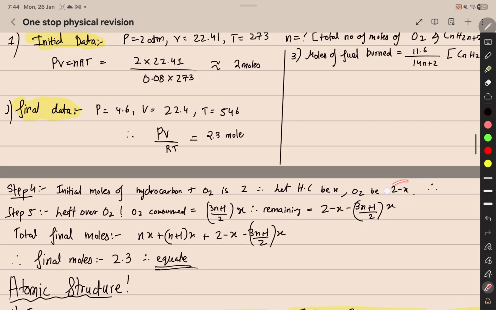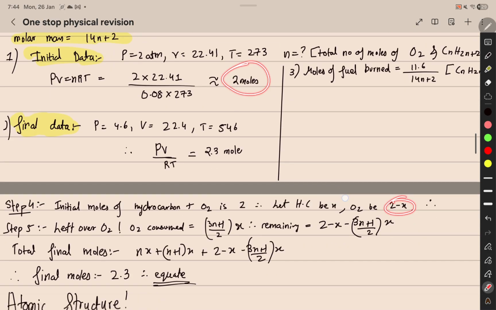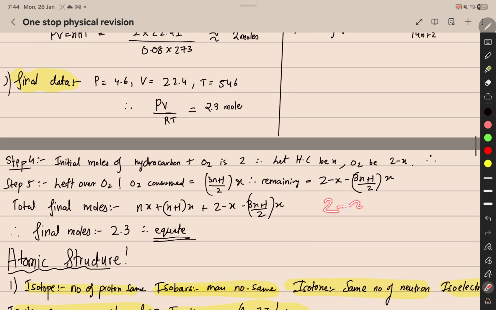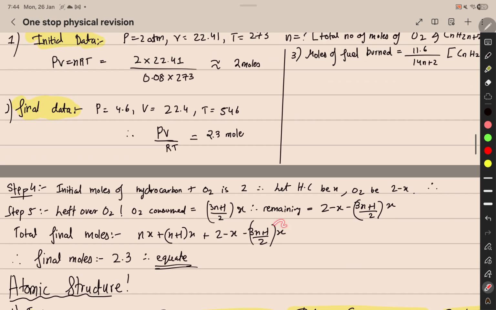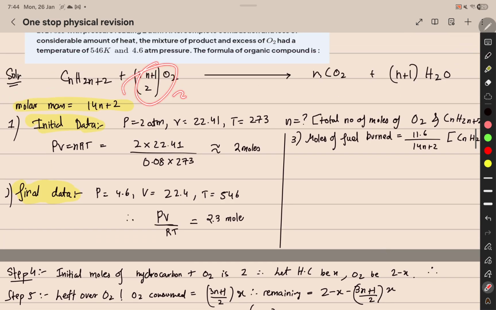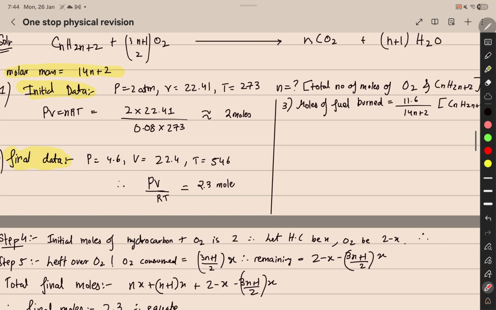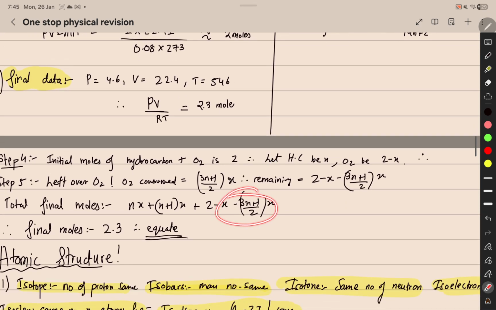And O2 will be 2 minus X, because the initial number of moles is 2. So for the final moles, the initial number of O2 is 2 minus X, and there is some O2 that is left out. So 2 minus X minus (3n+1)X/2, because that's how many moles have been consumed in the reaction. As you can see, the stoichiometric coefficient of O2 is (3n+1)/2. So that many O2 are used up. Initially there were 2 minus X, and now (3n+1)/2 times X is used up.